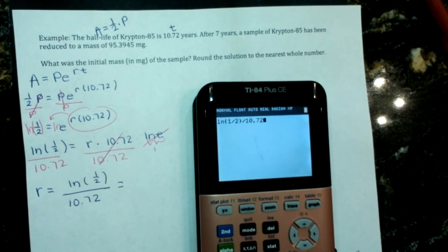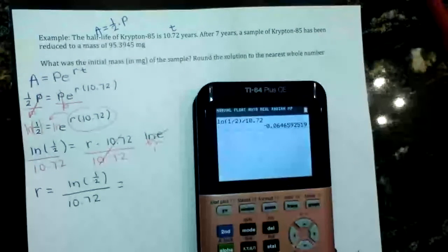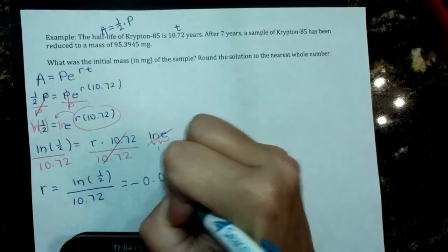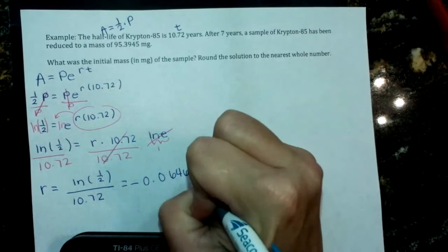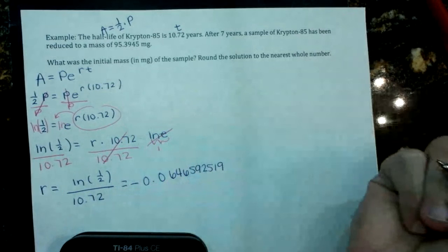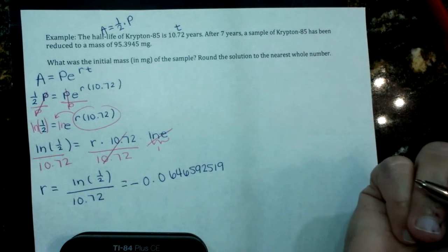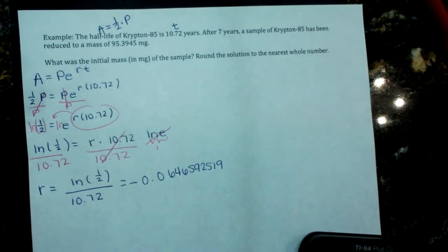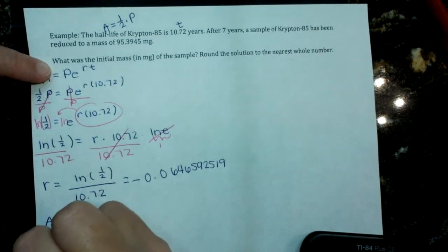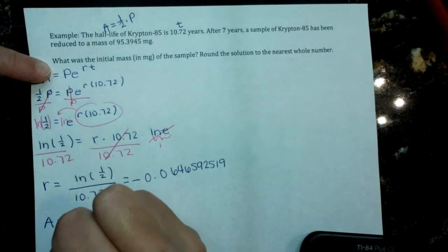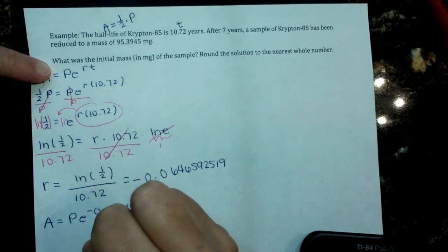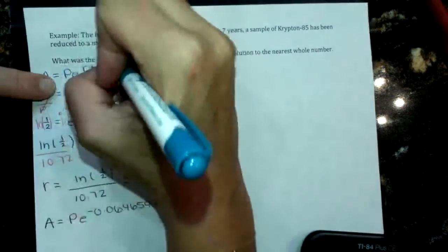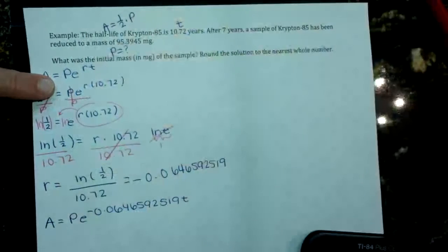So natural log of 1/2, divided by 10.72. Notice that 1/2 is in parentheses; that's all we're taking the natural log of. We're left with negative 0.0646592519. Super ugly, but it's fine. All right, so now that's our rate. Going back up here, A equals P e, and our rate is negative 0.0646592519 times T.